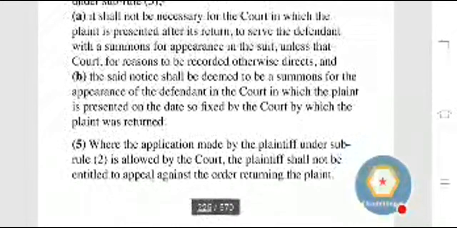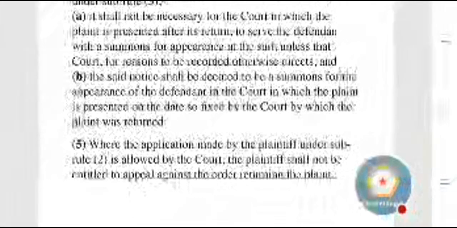Now, the intimation will be treated as a summon for the proceedings of the second court, or the proper court, or the court in which the plaint has been filed after returning from the court which does not have any jurisdiction. Just follow through the procedure, visualize the proceedings. It's very simple and very interesting. Civil proceedings are very interesting.